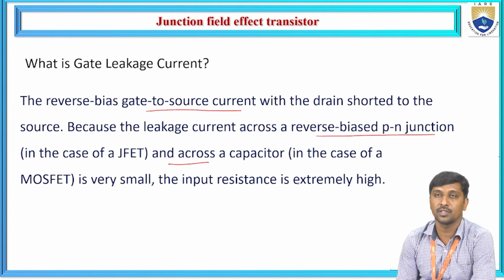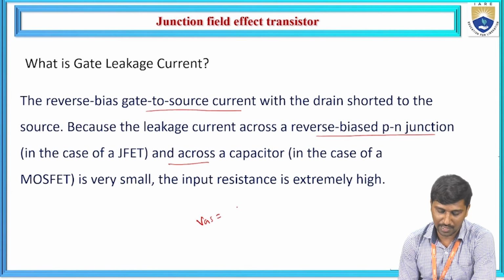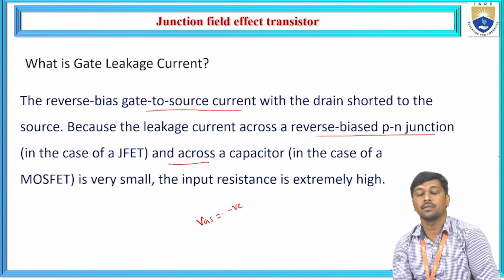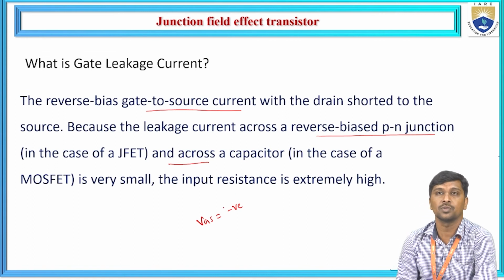Why is the input resistance very high? Because at the input junction, the gate to source voltage, we apply a reverse bias voltage or a negative voltage. The gate is biased negatively, meaning a negative voltage is applied through the gate terminal.